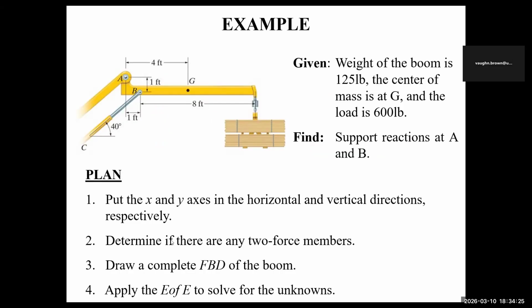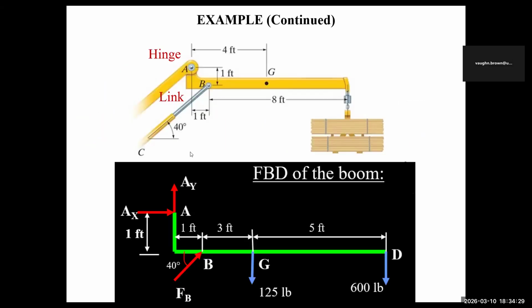Let's go back to this point. It says you're going to determine if there are any two force members. So where's the two force member? This beam here is a two force member. So two forces, one horizontal, one in the X. So here now we look at the distances. The distance between here is 1. This is 3. But also the distance coming down here is 1. And this is 3. This is 5.